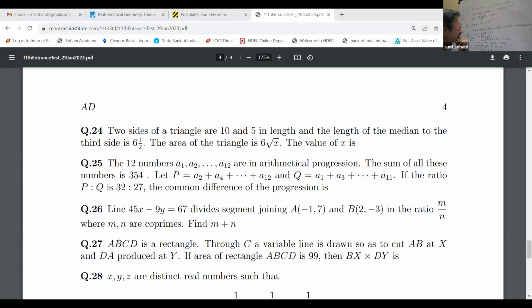Can I have the board? Yes, sir. How did you get 6a plus 36d is equal to 192? 6a plus 36d. I counted a's in this equation. Sir, but 192. 192. Yes, sir. That is 32 into 6.